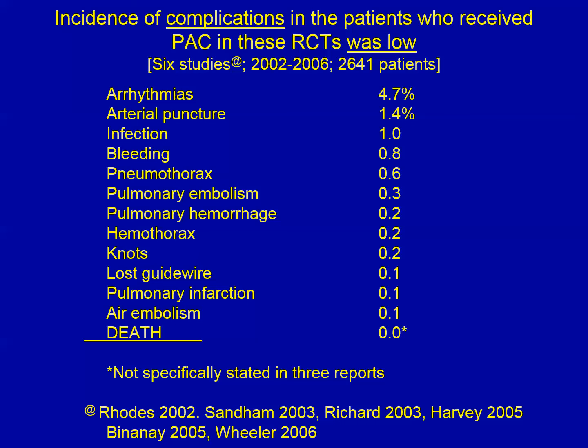That is illustrated on this summary of the incidence of complications in these randomized controlled trials. And you see that there were no deaths among these over 2,500 patients who received PA catheters in these trials, and the incidence of other complications were quite low. Of course, arterial puncture is not due to the PA catheter itself, but due to placing a central line.